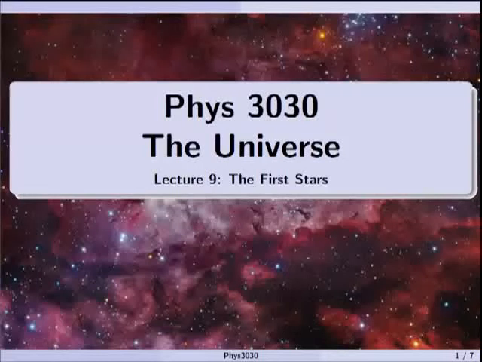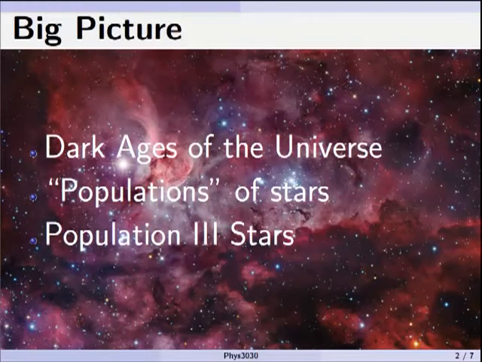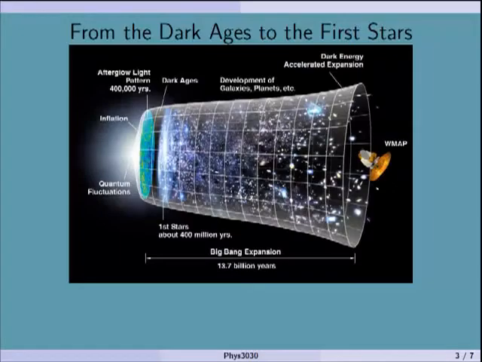All right, Physics 3030, the Universe. This is lecture 9, and in this lecture we're going to start talking about the stars, and specifically the first set of stars. We start with the dark ages of the universe, and then we'll talk about the classification of stars, which is populations of stars, and then specifically population 3 stars, which really describe the first generation of stars.